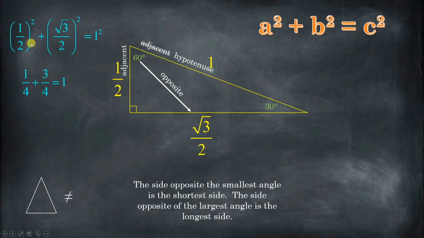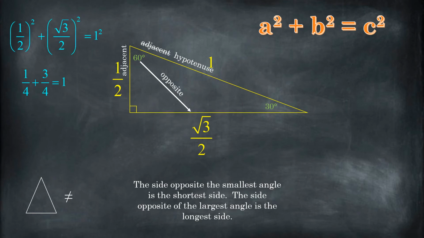If we have 1/2 squared plus square root of 3 over 2 squared, that has to equal 1 squared. 1 squared is, of course, 1. 1/2 squared: 1 times 1 is 1, 2 times 2 is 4. Square root of 3 times square root of 3 is 3, just plain old 3. You could say it's the square root of 9 and then simplify that, but square root of 3 squared is just 3. 2 squared is 4. 1/4 plus 3/4 does equal 1. So this is true. This works, and this is how it works no matter how large or how small the 30, 60, 90 right triangle is.